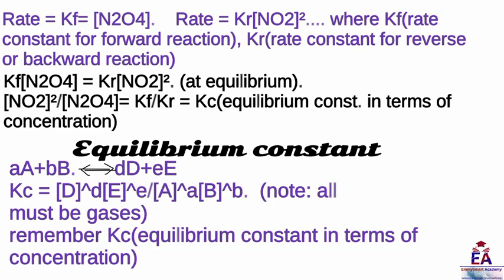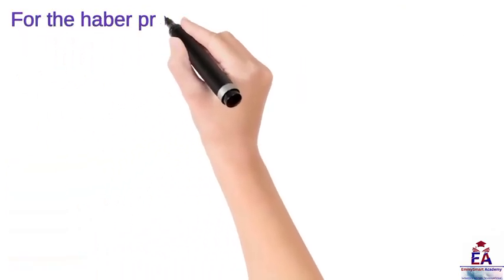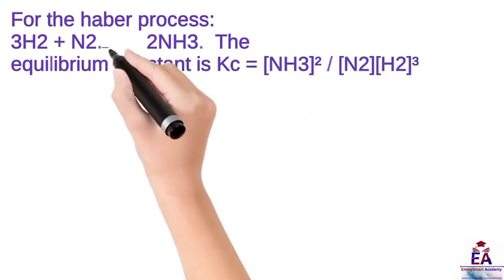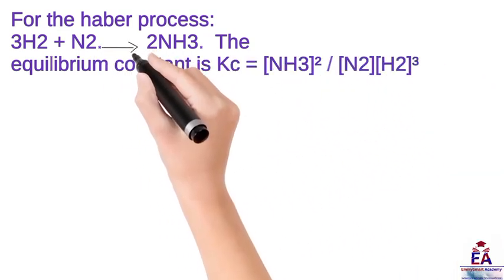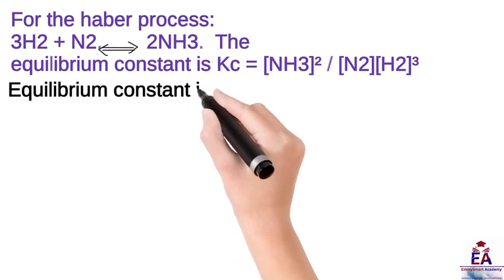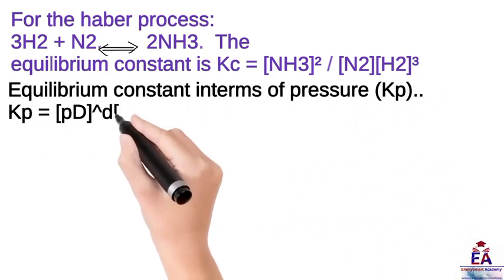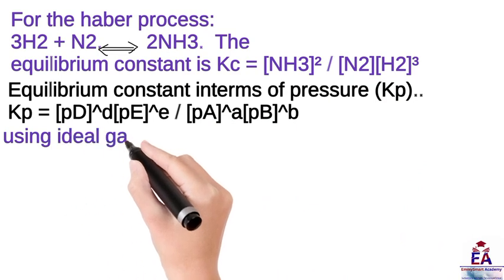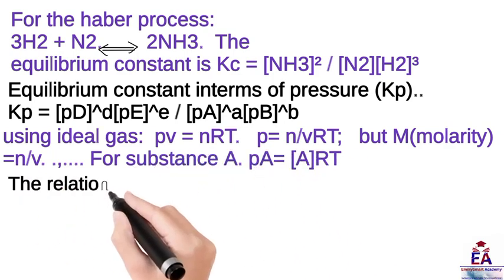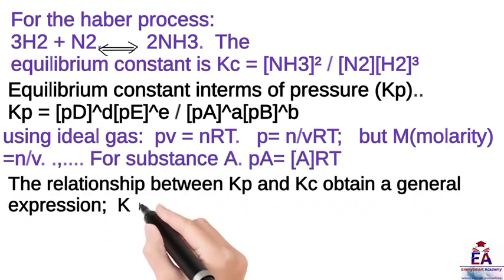So at equilibrium, we see that the forward reaction equals the backward reaction. So we are looking at the equilibrium constant in terms of concentration. Now, the Haber process is one of the processes that is very common in chemistry. We have 3H2 plus N2. N2 is nitrogen, and hydrogen reacts to form ammonia, right? The production of ammonia. The equilibrium constant is Kc, in terms of concentration.